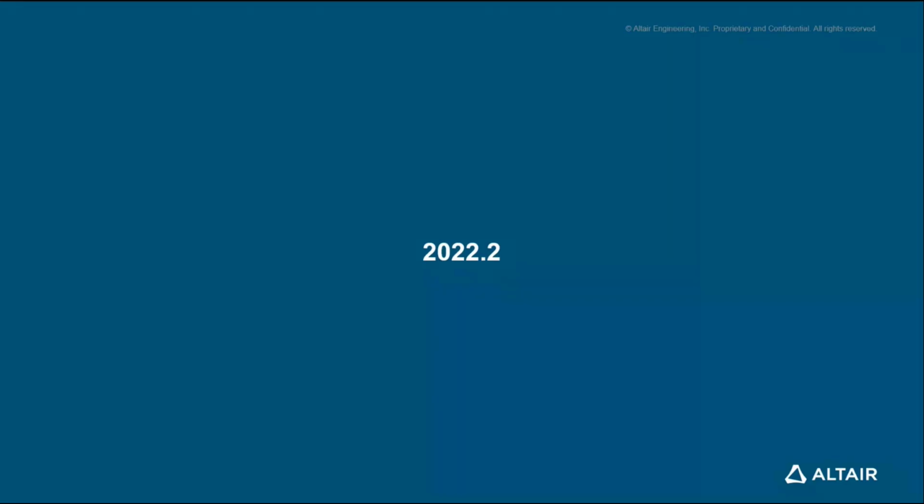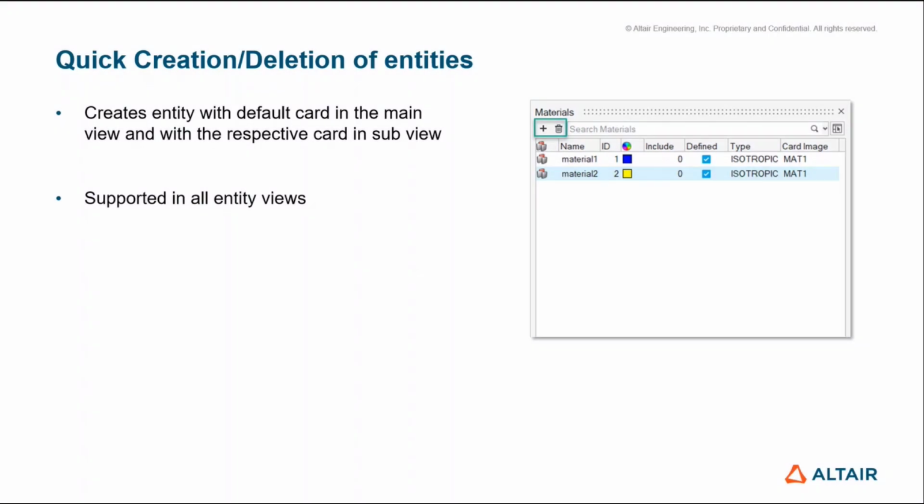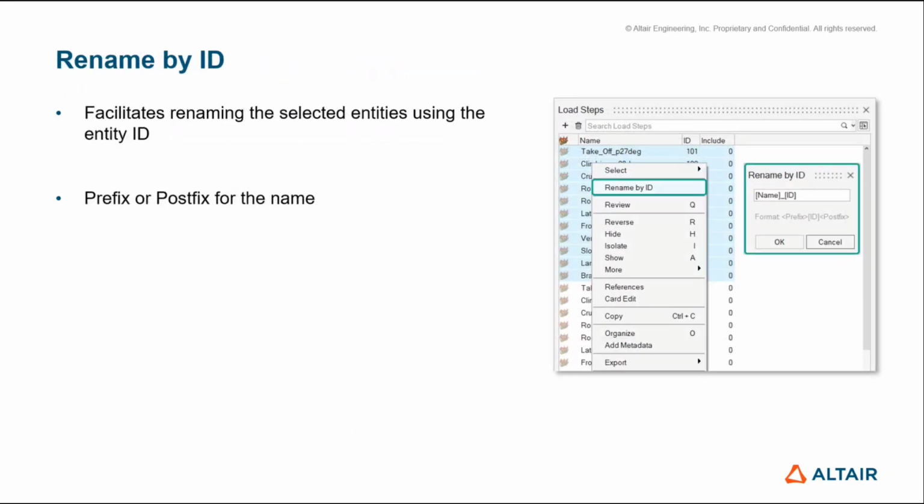Before running through the features in .2, I just wanted to quickly present some of the new features that we added in 2022.2, as we didn't get a chance to present these earlier. So first up, we have added quick creation and deletion buttons in all the entity views. This allows you to just click on the button, create an entity or delete an entity. And this is supported in all the entity views in the browsers.